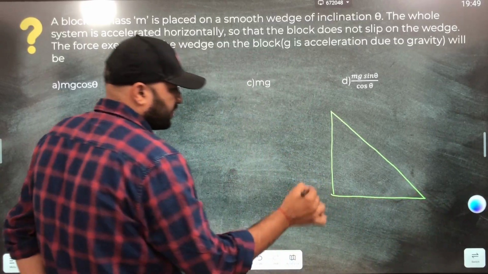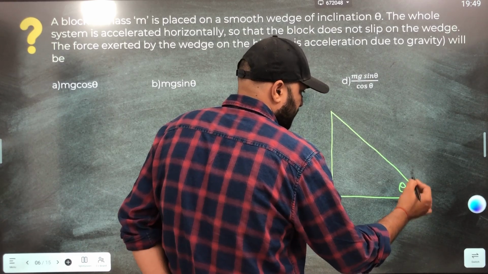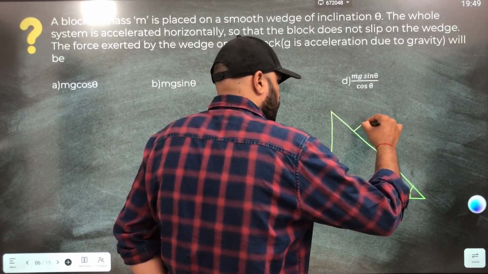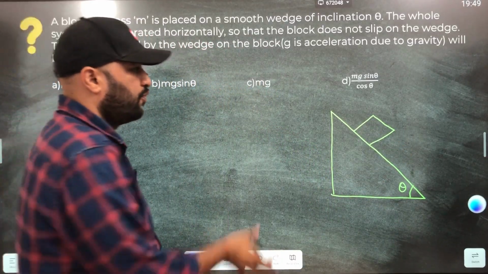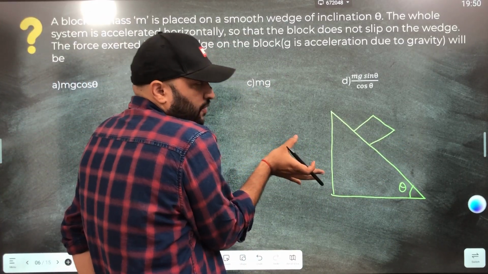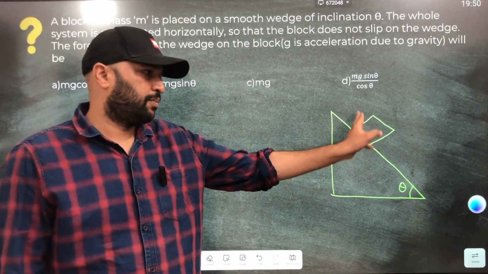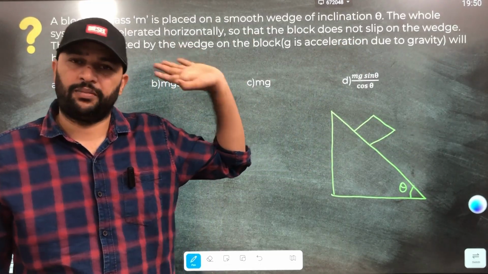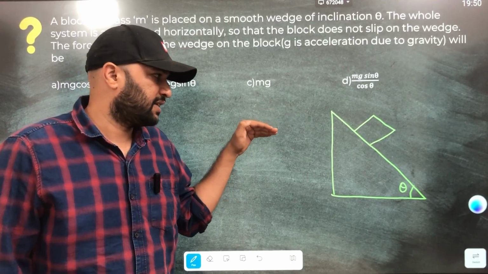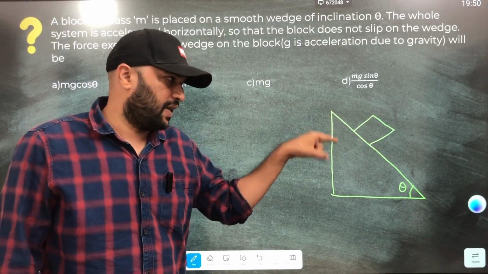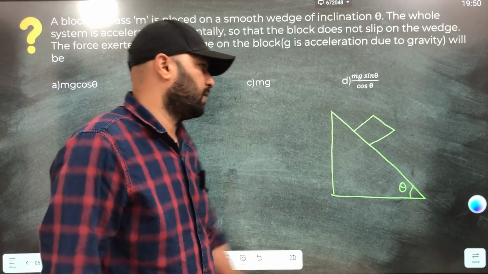So focus here. This is a wedge, and what's the inclination of this wedge? Sir, inclination of this wedge is theta. You're placing a block over here. This is our block, and we are applying an acceleration to the wedge in the forward direction. Because of that, this block is not slipping down. Let me repeat again. You are applying some force, and the consequence of that force is an acceleration in the front direction, and that acceleration is making this block stay here. It is not allowing this block to go down, right?